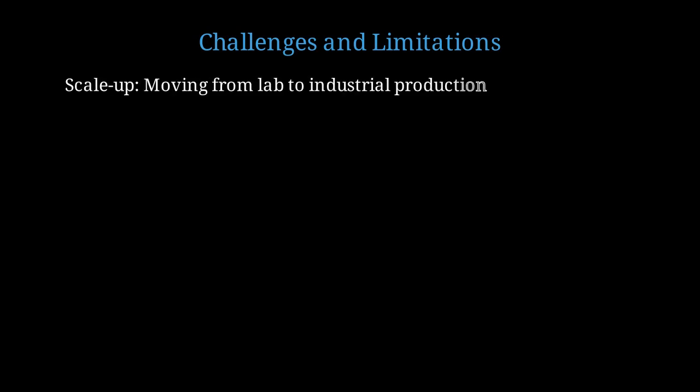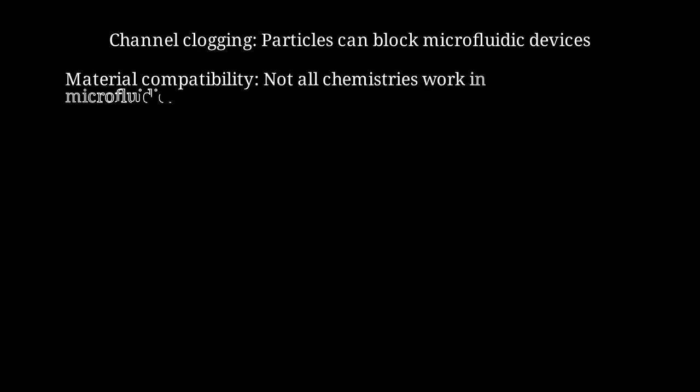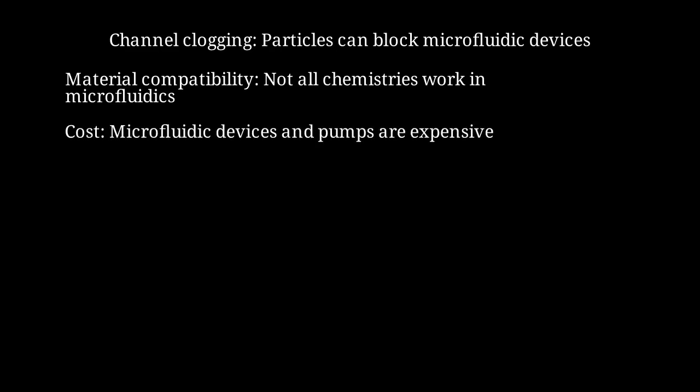Scale-up remains challenging. While throughput is good, reaching ton-scale production requires either massive parallelization or fundamentally different approaches. Channel clogging is a persistent problem. If particles aggregate or polymerization occurs prematurely, channels can block, shutting down production. Material compatibility can be limiting. Some reactive chemistries or high-temperature processes are incompatible with typical microfluidic materials like PDMS. Cost is a consideration. Precision microfluidic equipment, high-purity reagents, and specialized surfactants add up. This limits applications to high-value products.